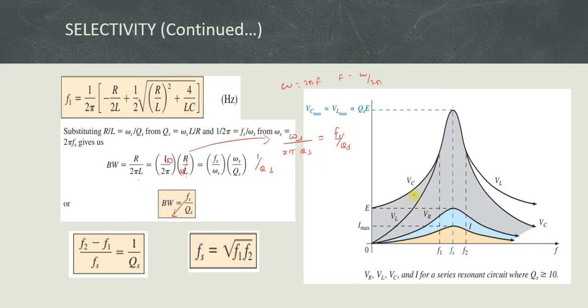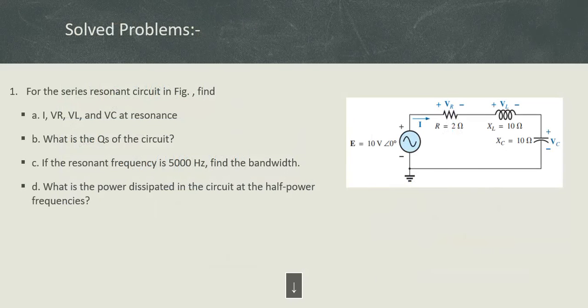These are the corresponding graphs for VR, VL, VC and current for a series resonant circuit whose quality factor is greater than or equal to 10. Up to this I conclude. In the next class we will work out some problems on the series resonant circuit. Thank you.